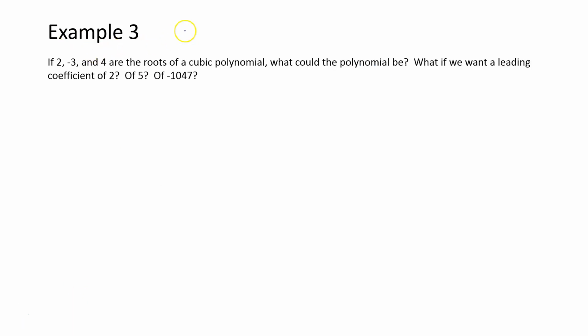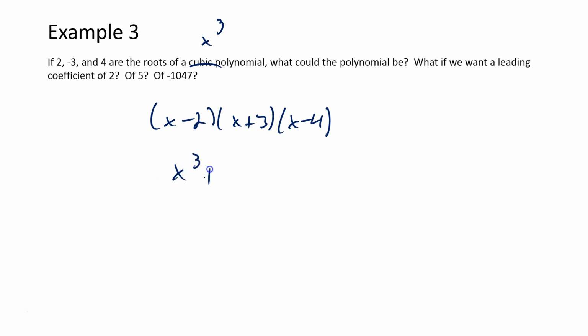If 2, negative 3, and 4 are the roots of a cubic polynomial, that's an x cubed, what could the polynomial be? Well, if those are the roots, how about x minus 2, x plus 3, x minus 4? Because if 2 is a root, x minus 2 is a factor. If negative 3 is a root, x plus 3 is a factor. These are if and only ifs from the factor theorem. So if you multiplied this out, we would get x cubed plus a whole bunch of stuff, and my last term would be negative 6 times negative 4, which is plus 24.